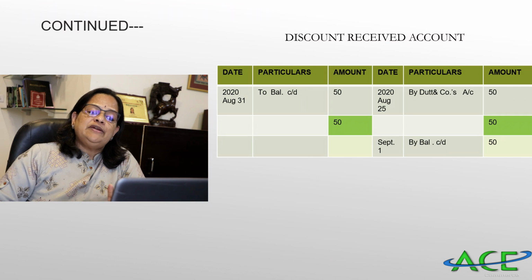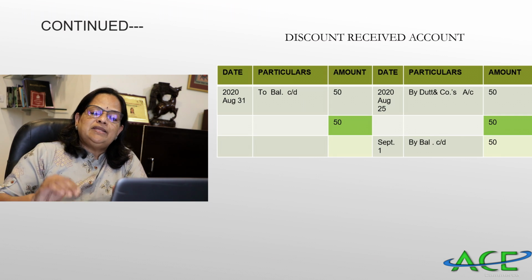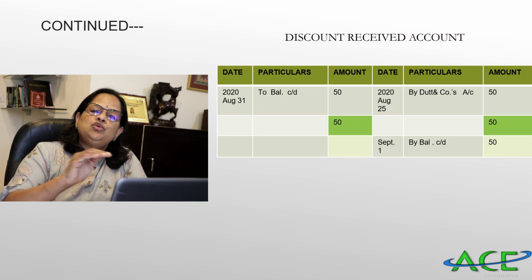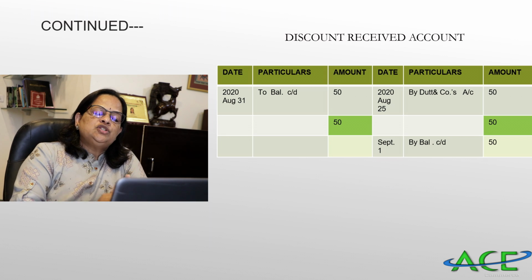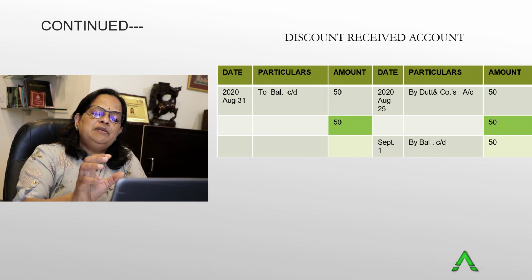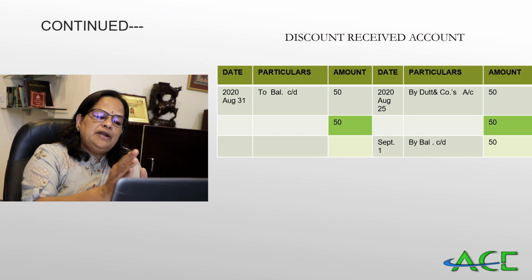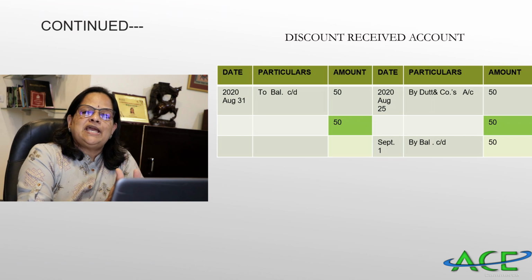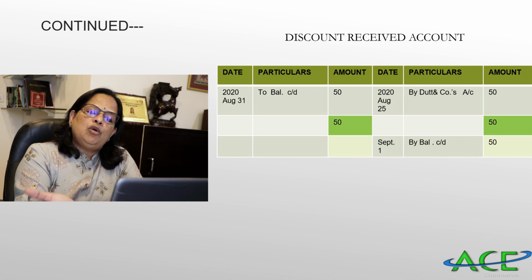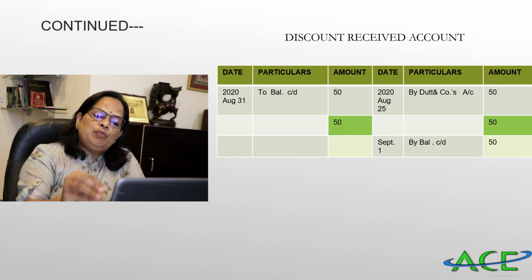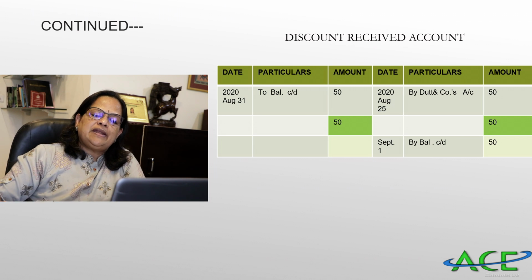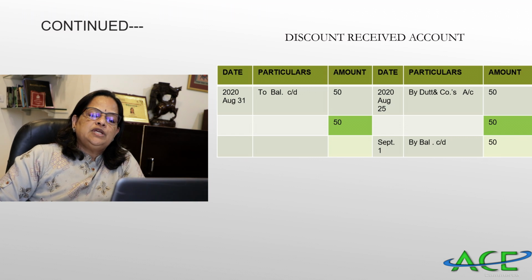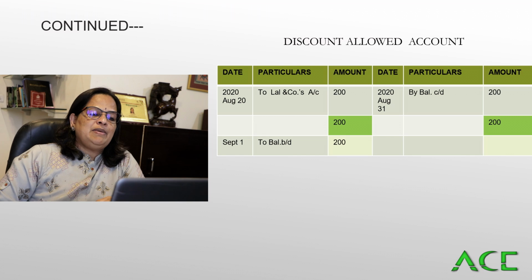Now discount received account. By Dutt and Company's account 50, there is no corresponding debit entry. So it will be having a credit balance in the account. That means on the debit side you have to write to balance carried down 50 to make the account equal. So the next month's opening balance will be by balance brought down, it is 50. So this will come in the credit side of the trial balance.